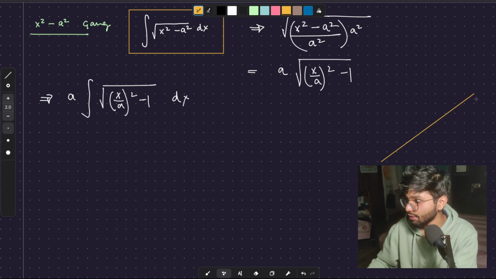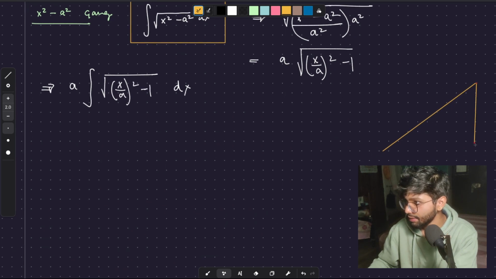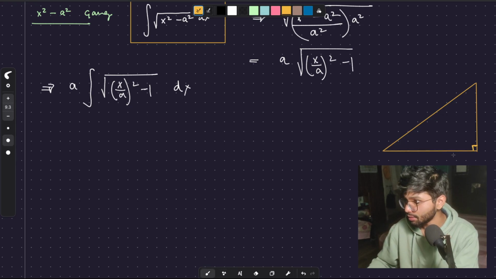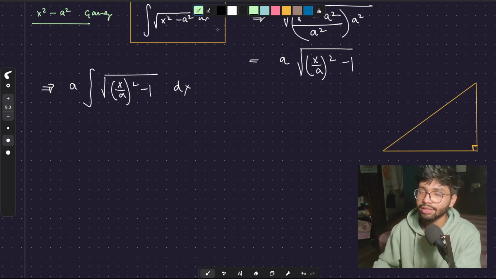Because we love right triangles, don't we? Okay, this one. It is not a right triangle. This is barely a right triangle, but okay, we'll take that approximation. So this is the right triangle, and here's what we're going to do.